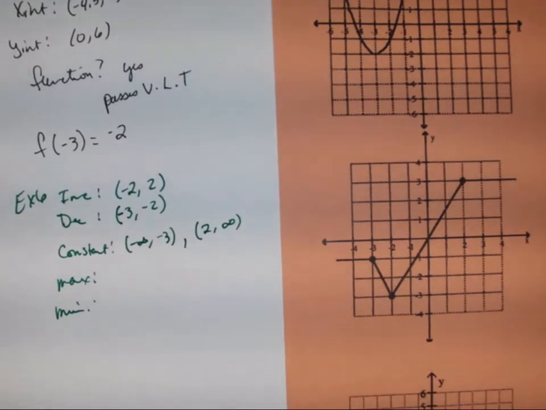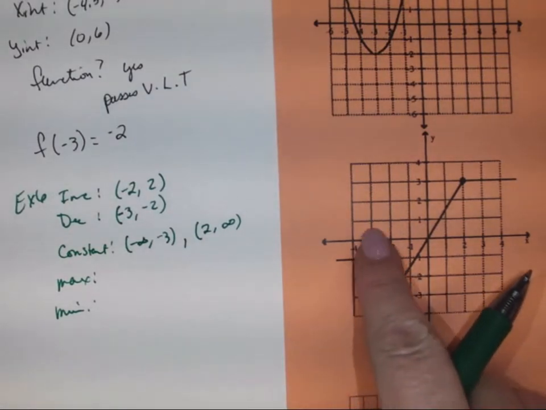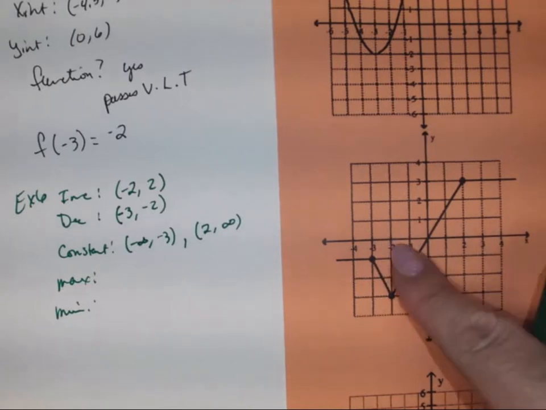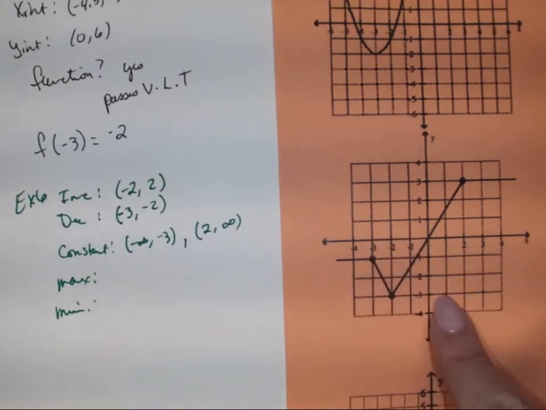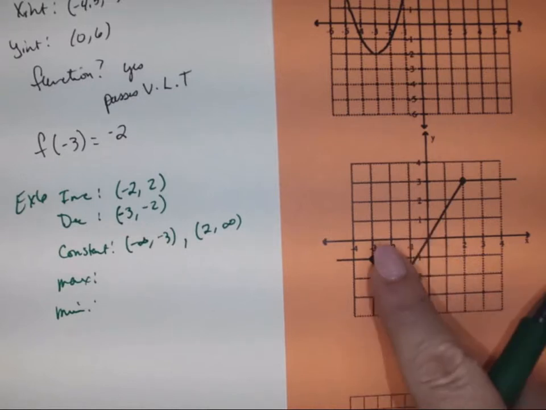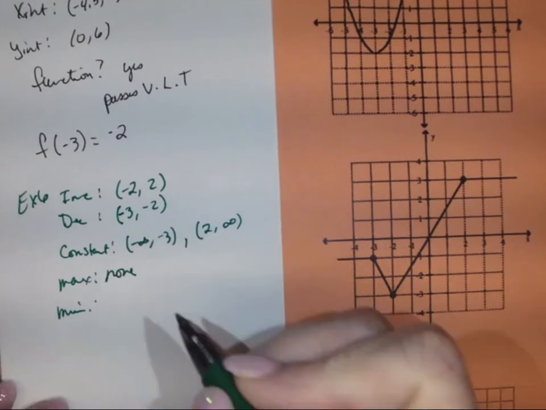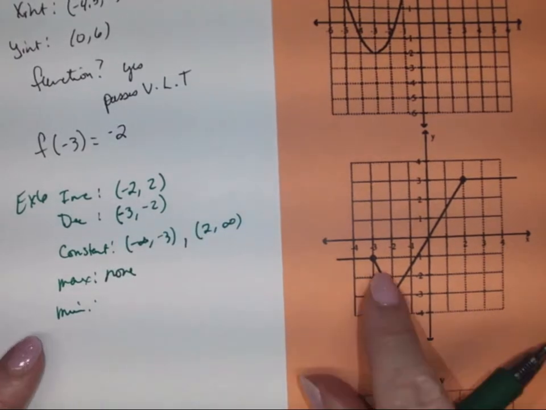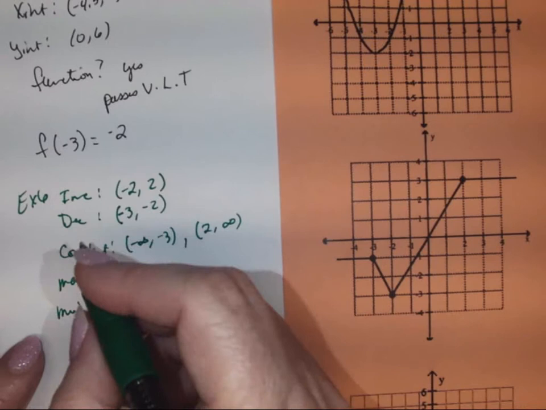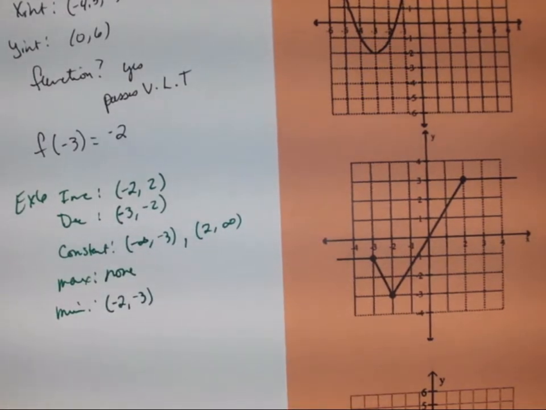All right, now we need to know, do we have a max or a min? Well, a max, remember, has to go from increasing to decreasing, and I don't see one of those. A min is decreasing and then it goes to increasing, which is what would happen right here. So for the max, there will be none, and for the min, it's going to be at -2, -3. And that will be our min. And that's all you have to do on that question.